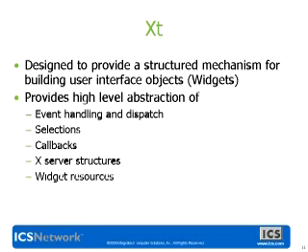XT was designed to provide a structured mechanism for building these user interface building blocks or widgets. And it starts to provide levels of abstraction, specifically for things such as event handling, making selections, receiving callbacks. It does a good job of insulating us from some of the more complex data structures that are contained down within the X server, and managing things called widget resources, which we'll talk about in detail a little bit later.